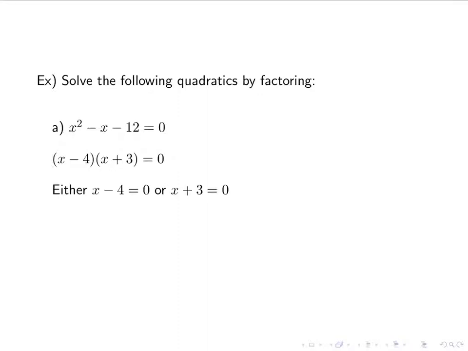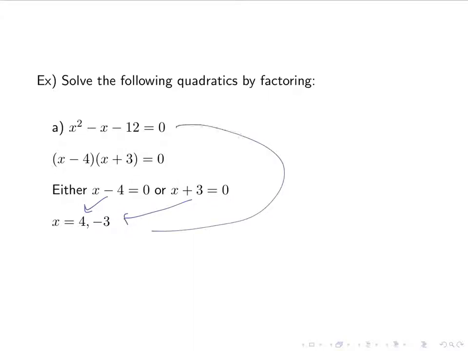So either x minus 4 is 0 or x plus 3 is 0. One of those has to be 0 in order to multiply to 0. So I just take each one individually and solve the equation. If x minus 4 is 0, then x is 4. And if x plus 3 is 0, then x is negative 3. And there are my two solutions.